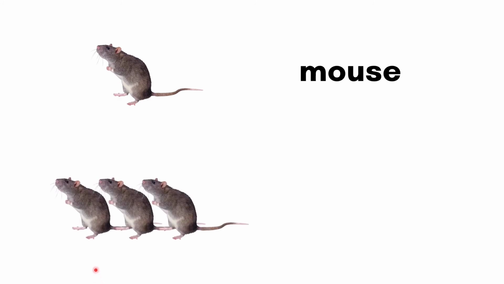Now, the next animal is also quite tricky. So let me show it to you. So what is this animal? The mouse. That's right. So what do we call it if we have more than one mouse? How many do we have? 1, 2, 3. That's right. We have 3 of them. So what do we call it if we have more than one mouse?